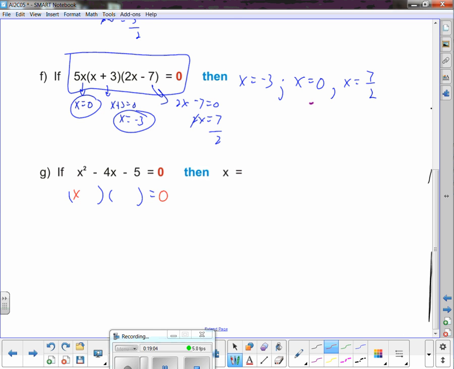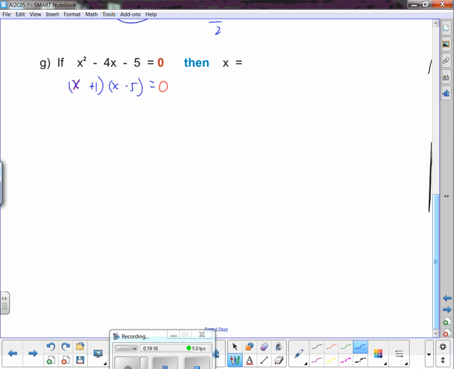All right, we need an x times an x for the front, a -5 to produce a -4. That's a -5 and a +1. There's the factoring of that quadratic. Therefore, now I can set each factor equal to 0 and solve the little equation. I get x equal -1 for that one. I get x equal 5 for that one. How many got -1 and 5? 1, 2, 3, 4, 5.